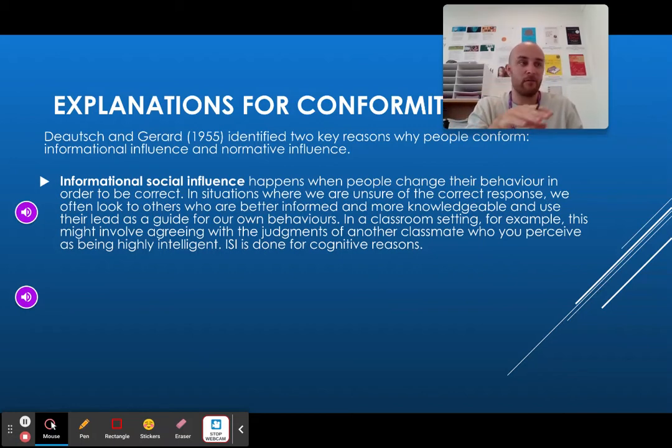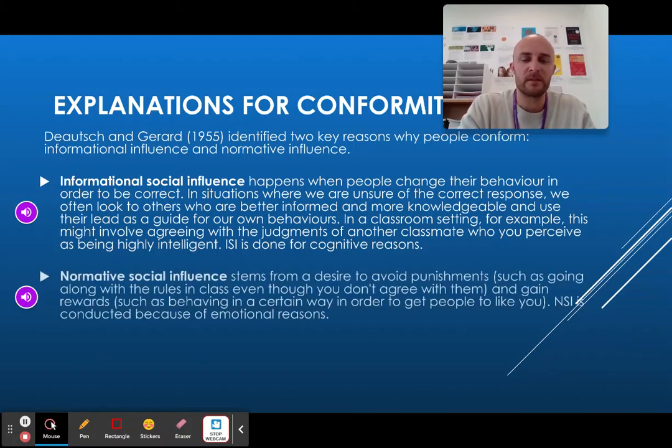I'm changing my behavior because I want to be right, and I deem the person next to me to be superior, better informed, more knowledgeable than I am, and then I copy their behavior. As it says there, we use their lead as a guide for our own behaviors. The only other thing I would write down here is: we copy people who we believe to be right for cognitive reasons, not emotional reasons. We copy them because we want to be right. We think they are right, and cognitive is about thinking.